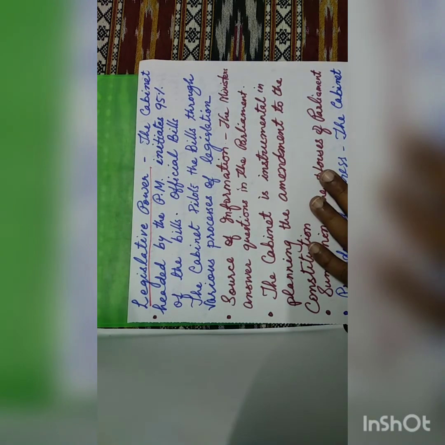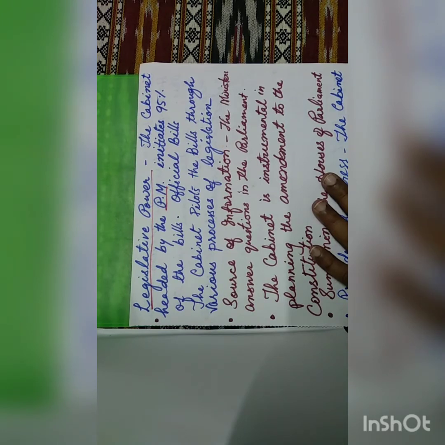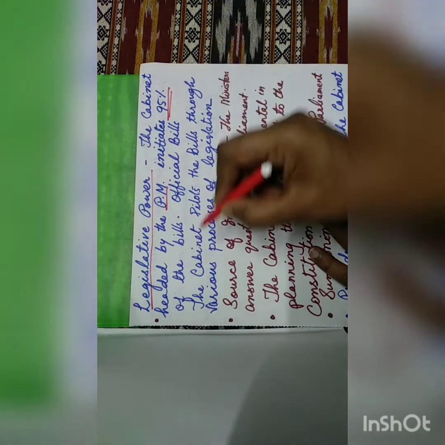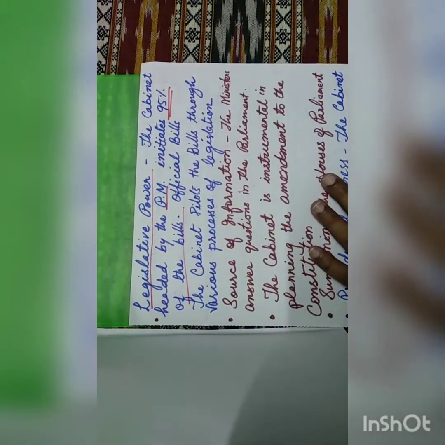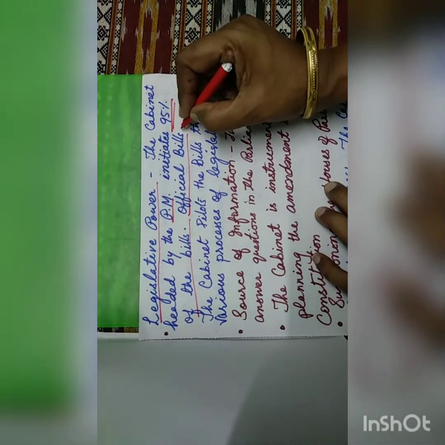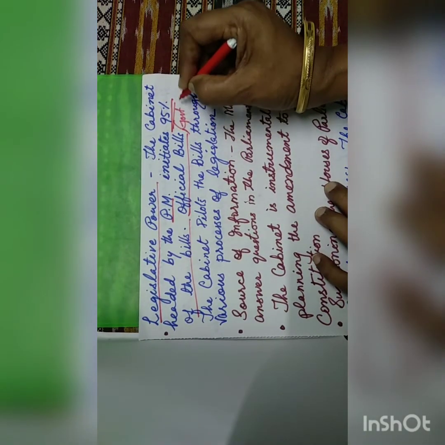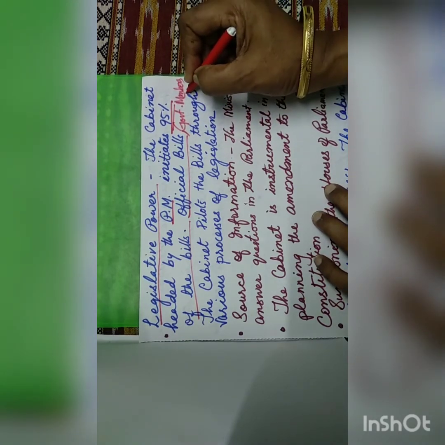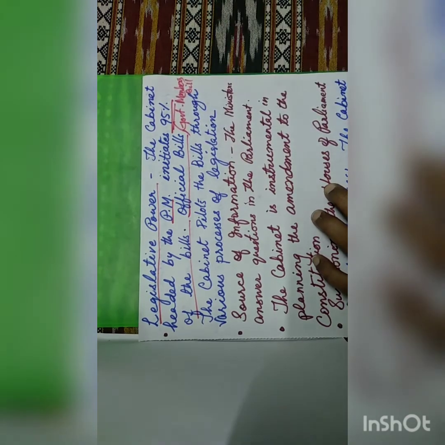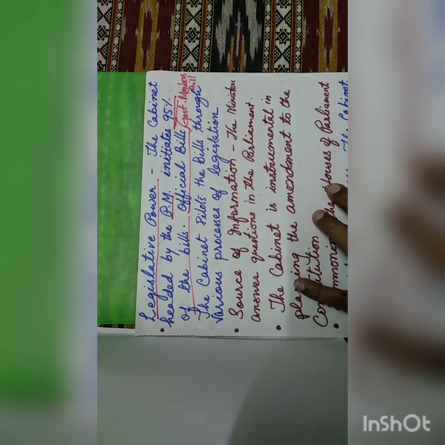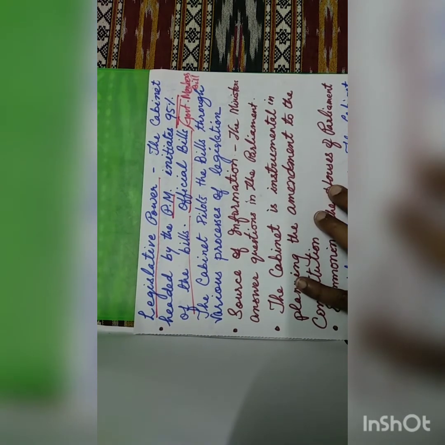Next in the category are the legislative powers of the Cabinet. The Cabinet is headed by the Prime Minister and they initiate almost all the bills in the House. 95% of the bills are initiated by the Cabinet. The bills that are initiated by the ministers are known as official bills or the government members bill.